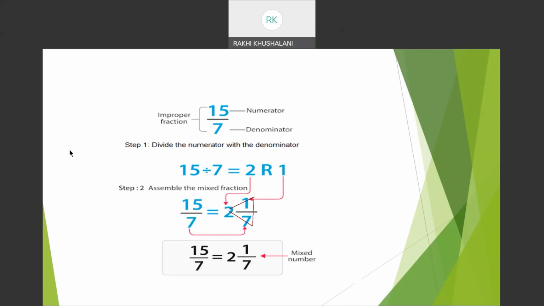Wherein Q, R, and here goes D. QRD, QRD. This is how you have to remember. So 2 is the quotient you got, 1 is the remainder you got, and 7 was your divisor as well as the denominator. Okay, children? Let's see one more example.